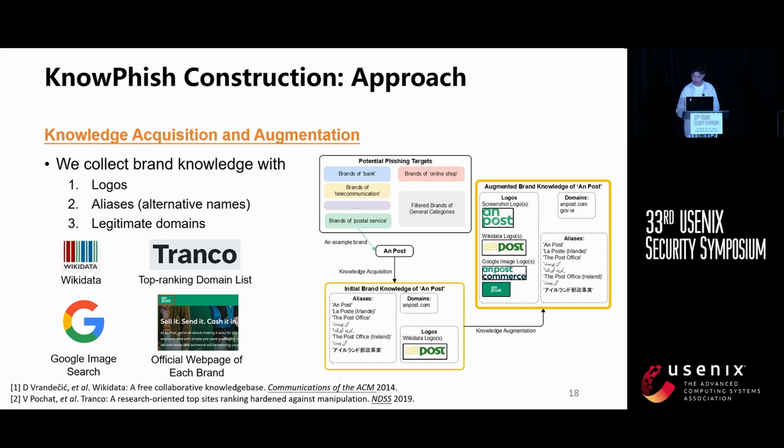As illustrated in the figure, we collect rich multimodal brand knowledge from multiple high-quality sources. The brand knowledge is initialized from the information in Wikidata and then augmented through other high-quality data sources like the Tranco top domain list and the Google image search. The knowledge comprises the logo variants and the legitimate domains, and we also introduce the alias variants for the development of our text-based phishing detector.